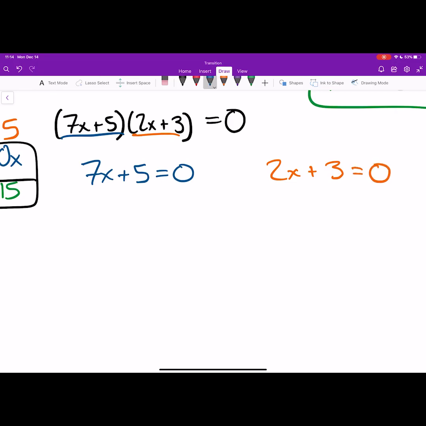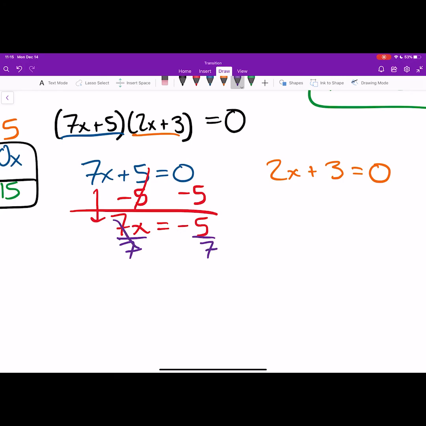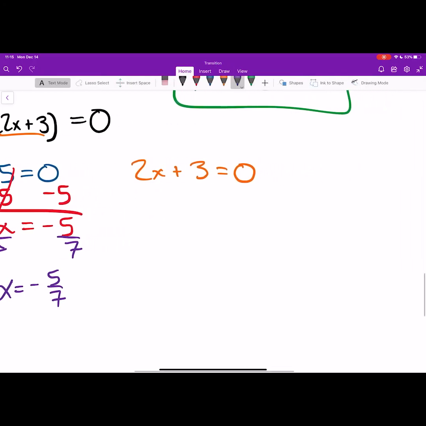Remember, in solving, that guy on the left, it's easier to move my 5 first because it's further away from the x, so I'm going to subtract 5 from both sides and get that 7x equals negative 5. Now, that means 7 times x, so I need to divide in order to undo it, and I get that x equals negative 5 over 7. And I'm going to write it like that as a fraction. That fraction does not reduce.